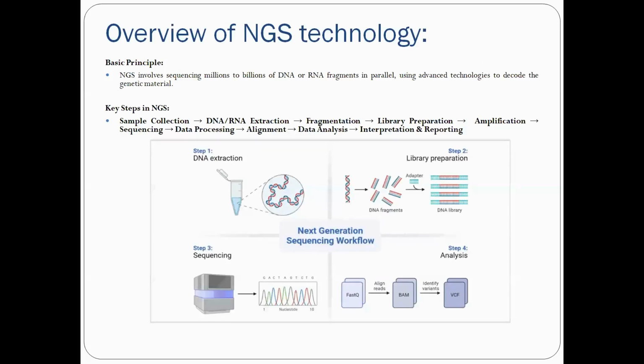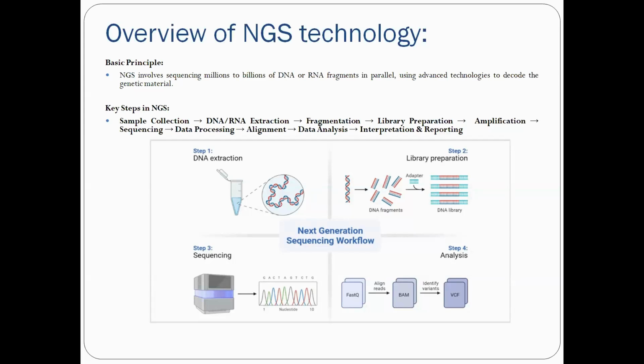So now, studying the overview of NGS technology, the basic principle of all the NGS technologies or platforms available in the market involves sequencing millions to billions of DNA or RNA fragments in parallel. They are high throughput and can help to decode the genetic material. The key steps in every NGS technology: first is to collect the sample. It can be a blood sample or tumor tissue sample, depending on the disease we have to study or the assay which has to be run in the lab. And DNA or RNA is extracted, fragmented, and libraries are prepared.